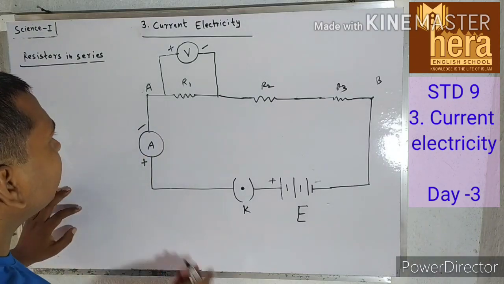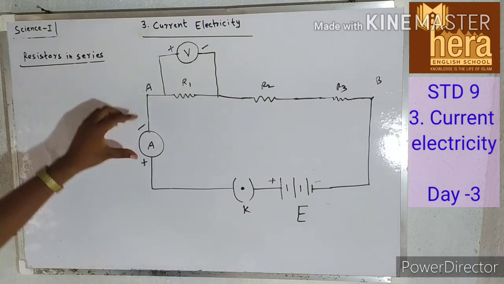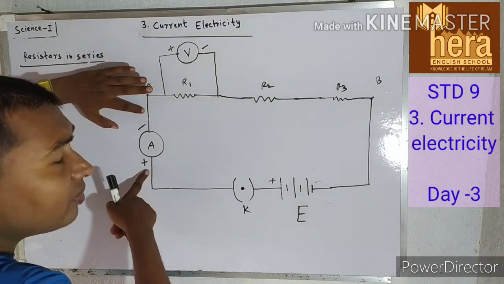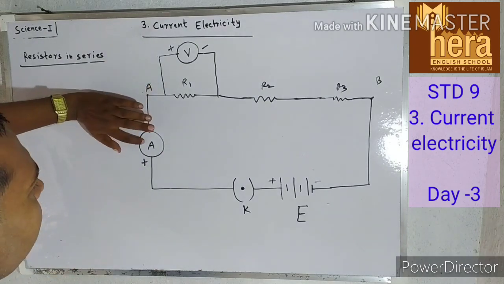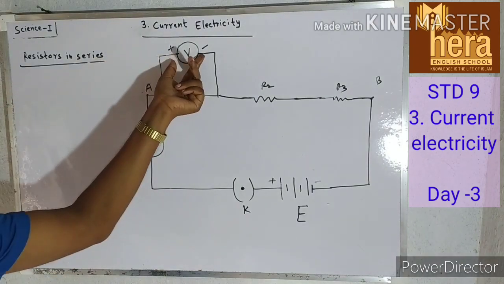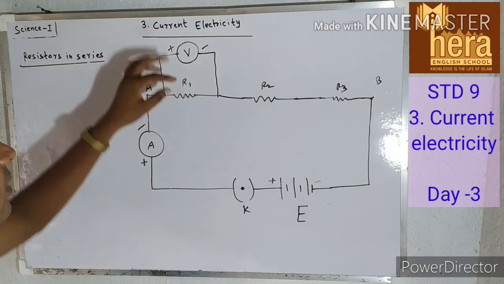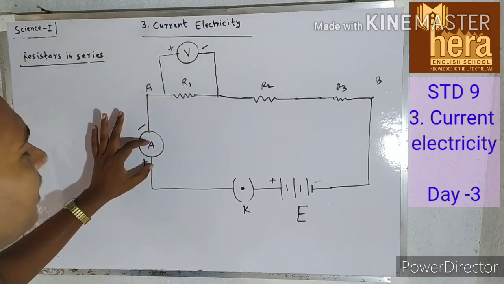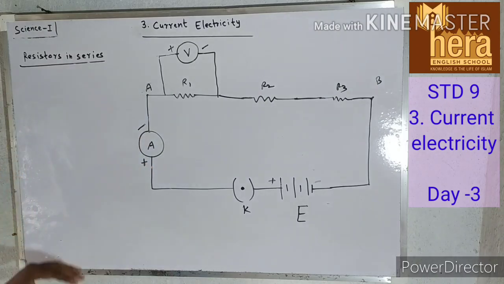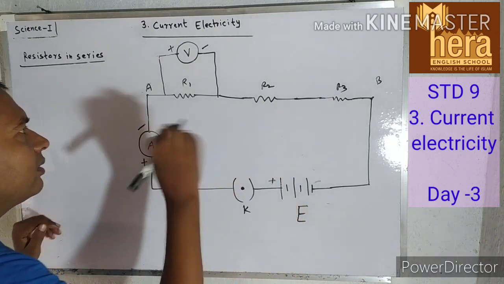Now tell me one thing. The ammeter is connected in series. We always connect the ammeter in series and the voltmeter in parallel. Remember this. The voltmeter is connected in parallel here and the ammeter is connected in series.